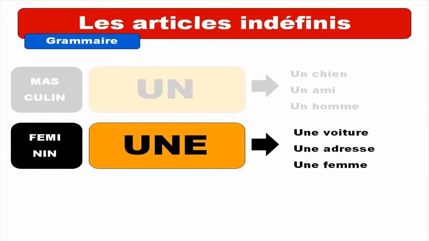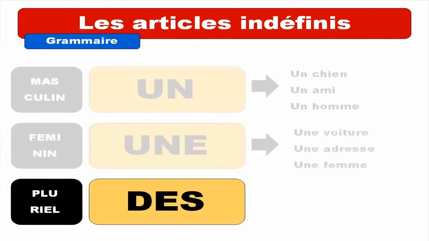So it's a little bit the same thing. You see there is no real break between the two words. It's une adresse, like if it was only one word. Une adresse, okay? Repeat. Une adresse. Okay? And then une femme. Repeat. Une femme. Okay? And for the plural form, it's des.